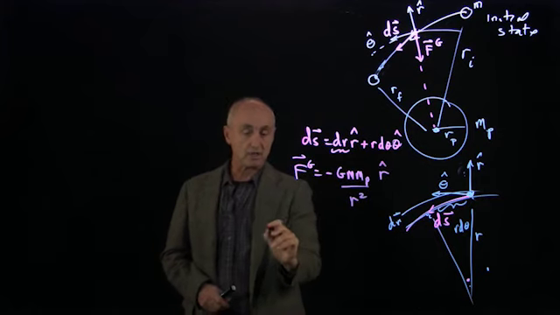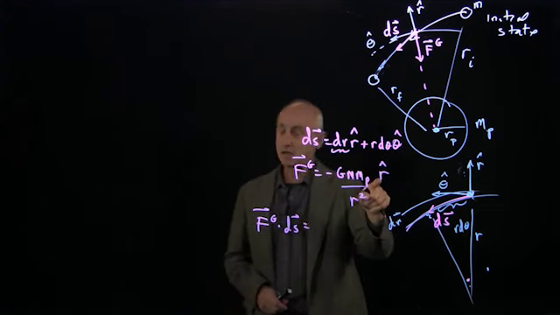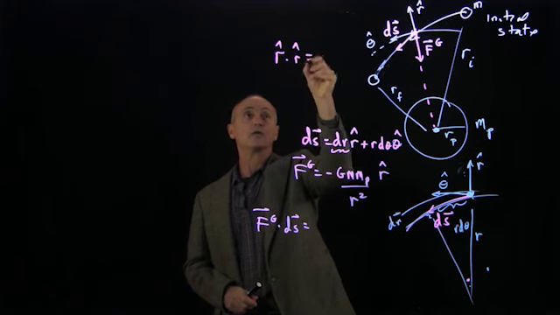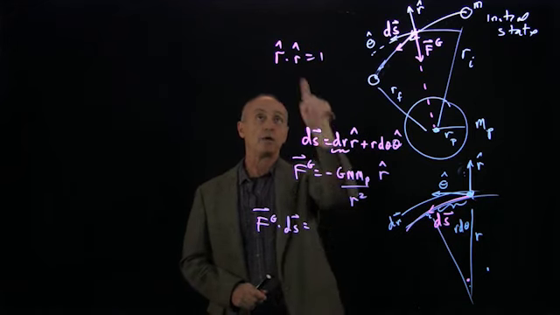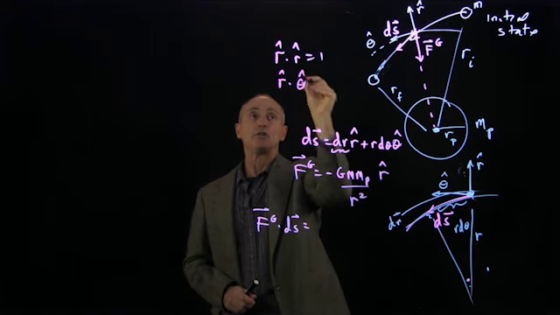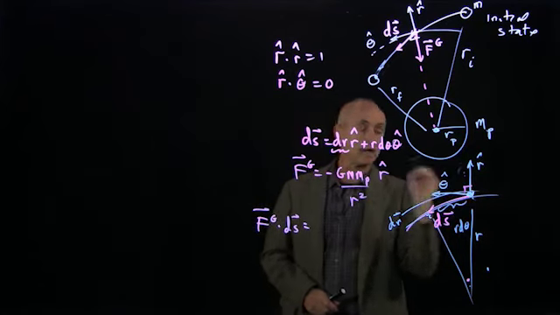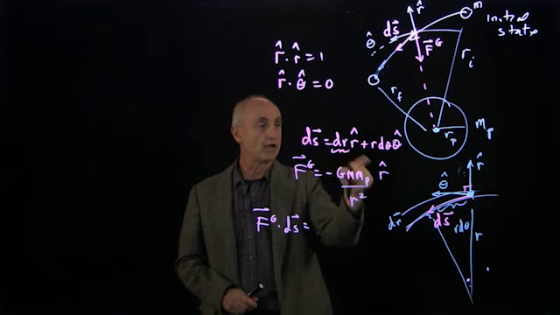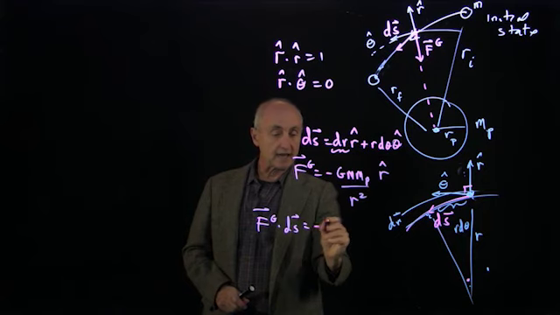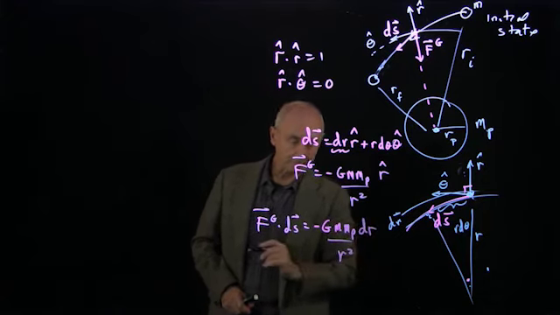So now what we see is that when we take the dot product of these two vectors, r hat dot r hat is 1 in polar coordinates. Why is that the case? r hat dot r hat is 1 because these vectors are in the same direction. The angle between them is 0. And remember that any two vectors that are perpendicular have dot product 0. r hat and theta hat are perpendicular. And so r hat dot r hat is 1, r hat dot theta hat is 0. So we only get minus G m mp over r squared dr.